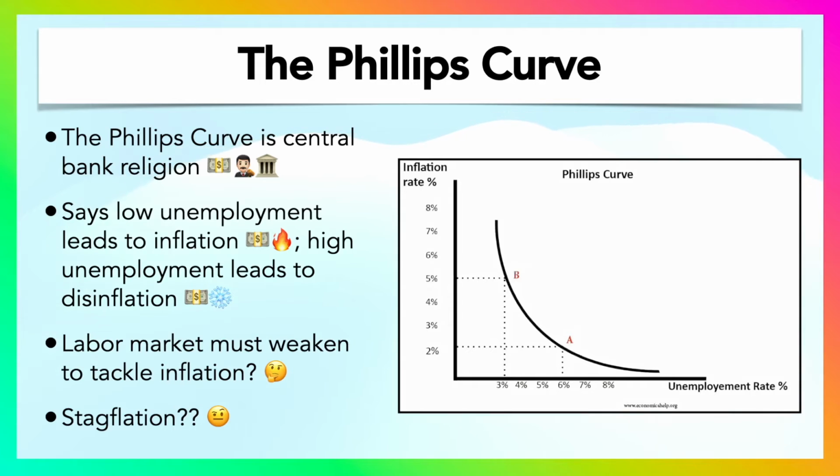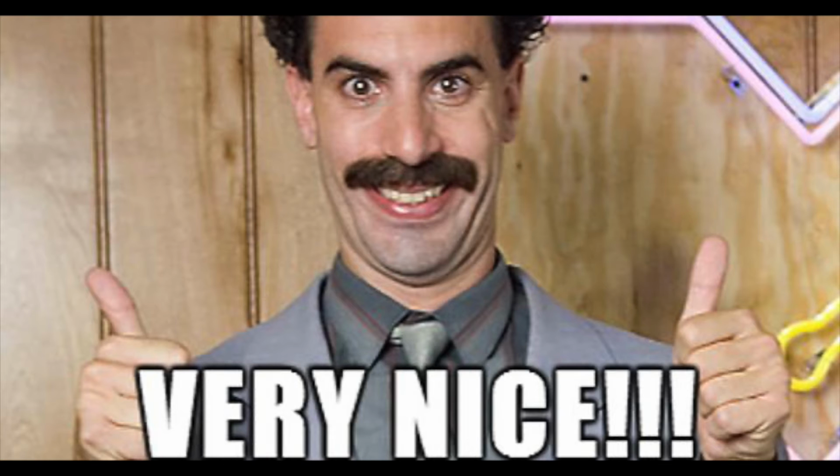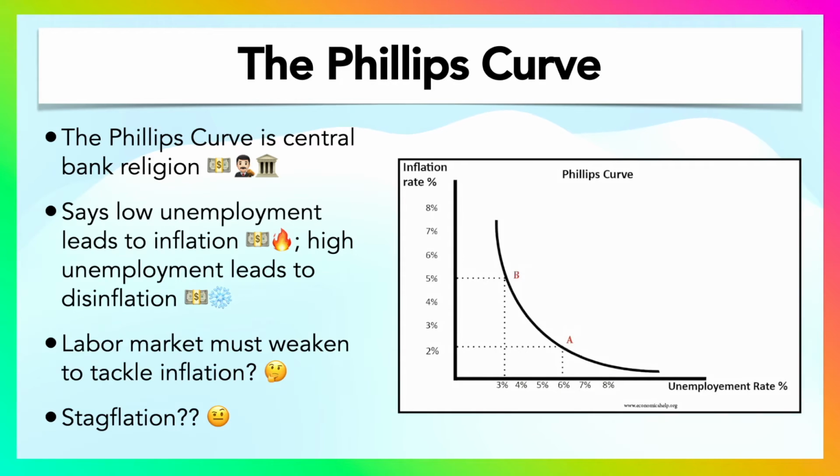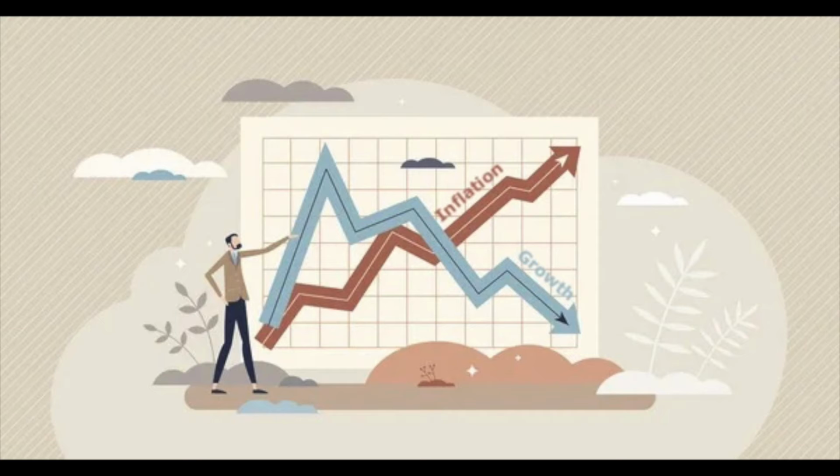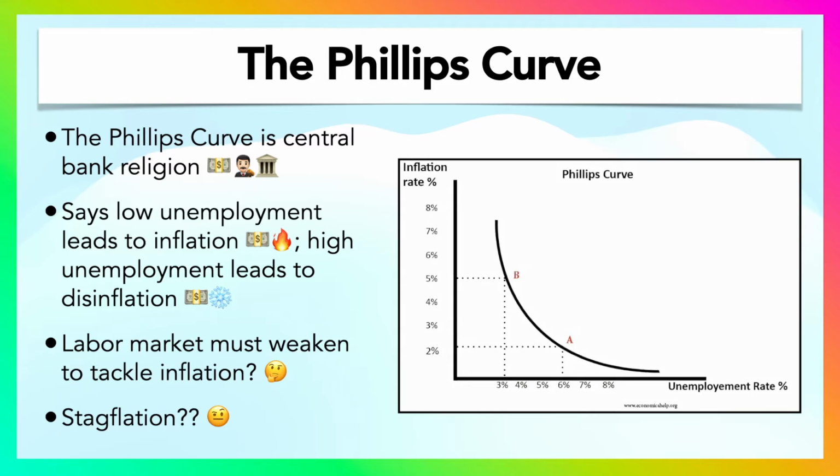And while this inverse relationship is usually true, and thus, I suppose, not a completely useless model for central banks to reference, it doesn't offer any explanation for stagflation. And stagflation is just when high unemployment and inflation coexist. So it entirely upends the Phillips Curve as a model, and yet central banks continue to use it.